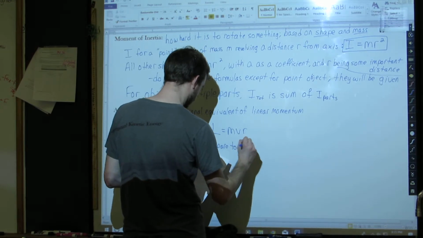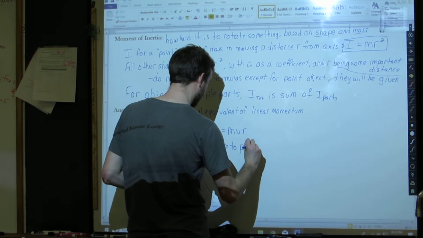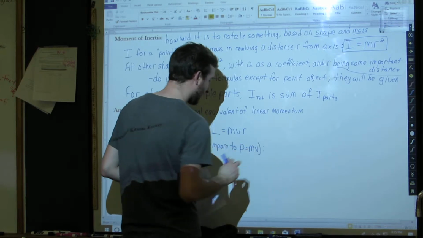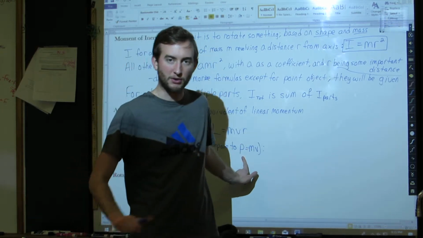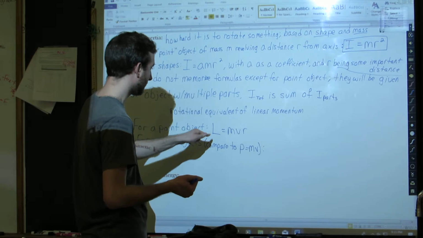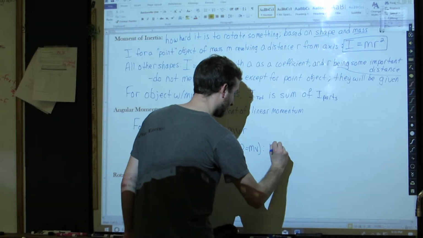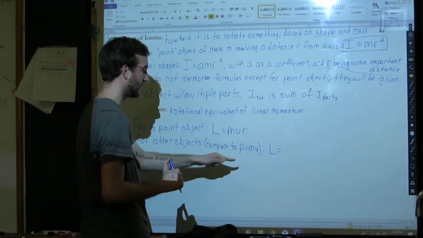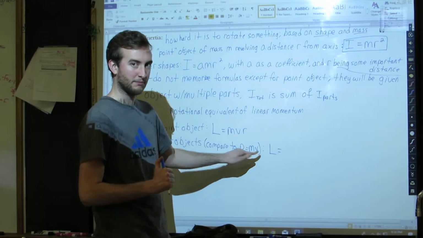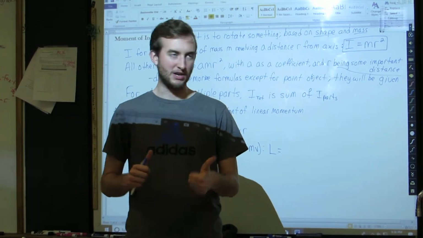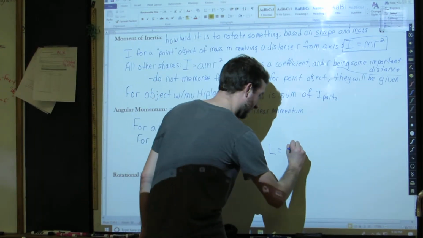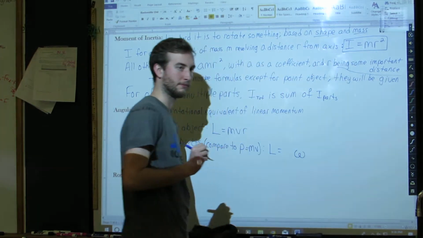You guys know what that is? P equals mv. Linear momentum, symbol is P. Angular momentum, symbol is L. I'm going to skip over m for a second. Linear momentum, P equals mv. V is linear speed. The symbol for angular speed is omega.